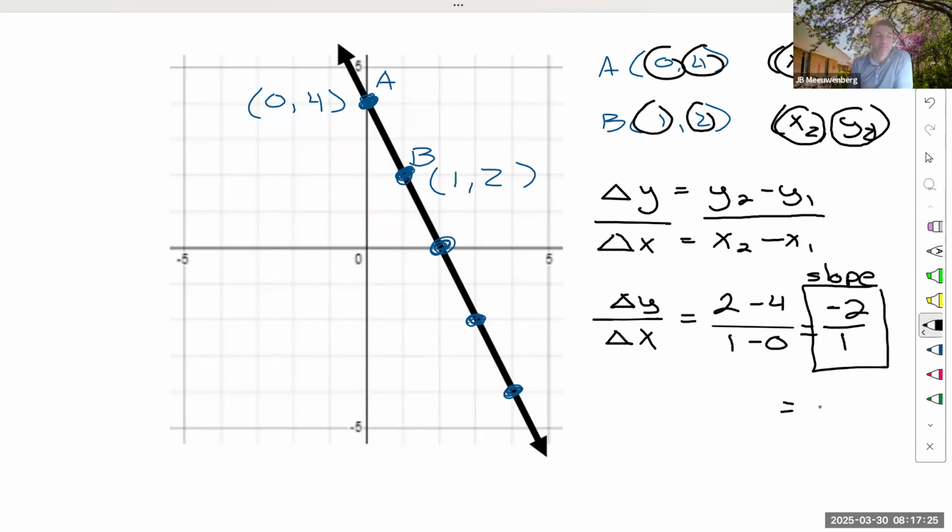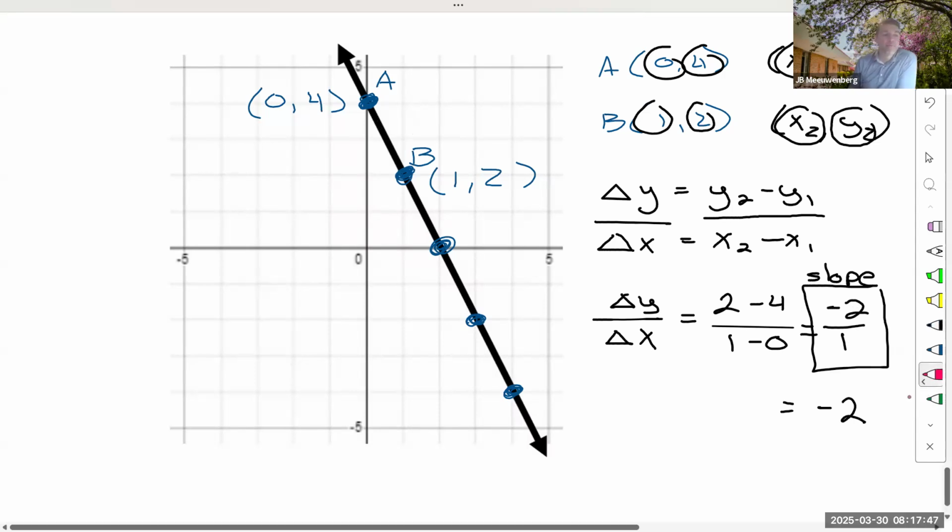Sometimes we do even simplify this to a whole number, but it can be helpful at the very beginning if we do state it as a fraction, so we can see the vertical change and the horizontal change represented as numbers. Now let's connect that to the graph itself.